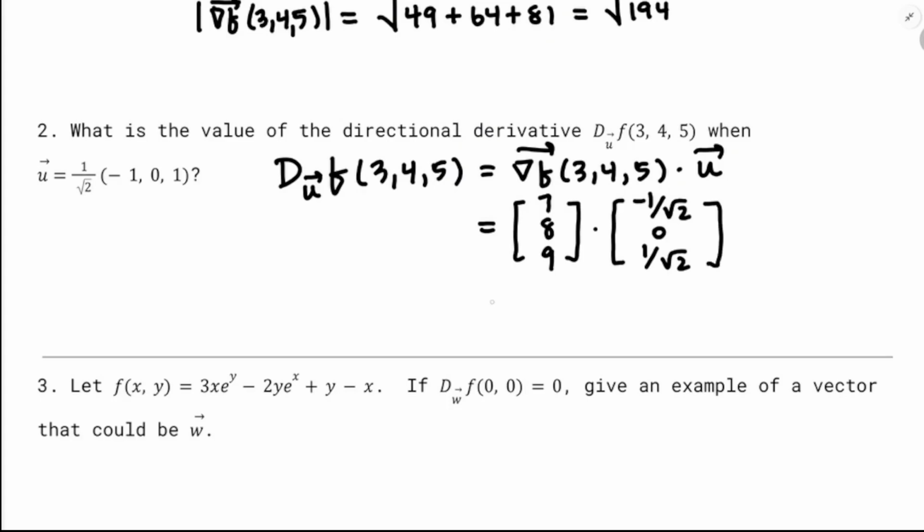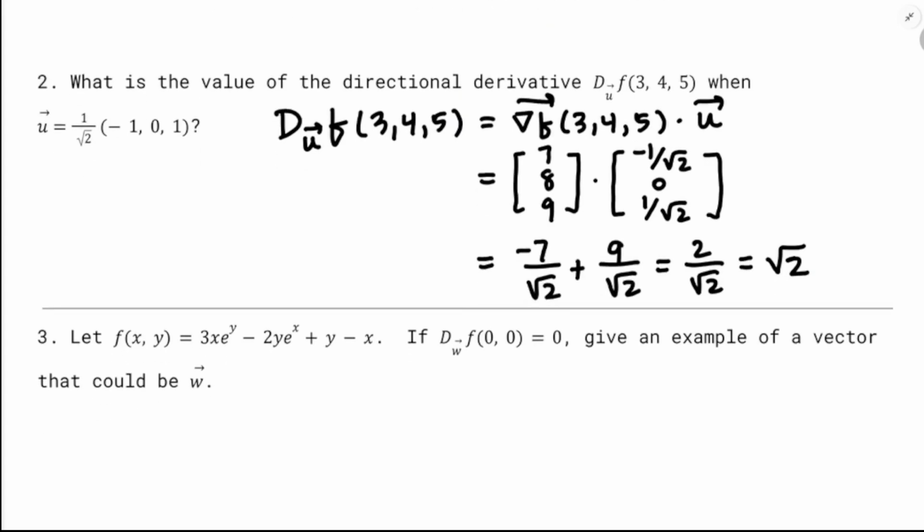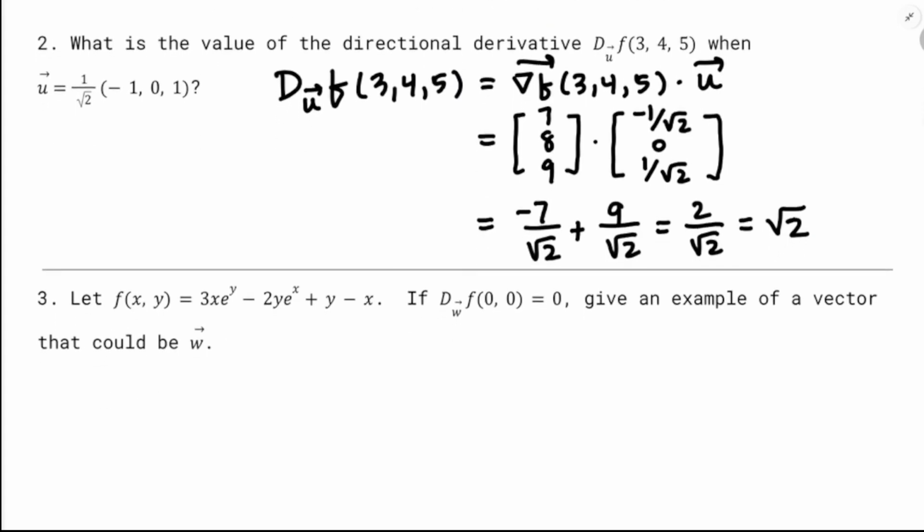Okay. And then when I actually dot these, I'll get -7 over the square root of 2 plus 9 over the square root of 2, which equals +2 over the square root of 2, which I might point out to you is also equal to the square root of 2. It's something that's come up recently in my pre-calc class. 2 over the square root of 2, same number as root 2.